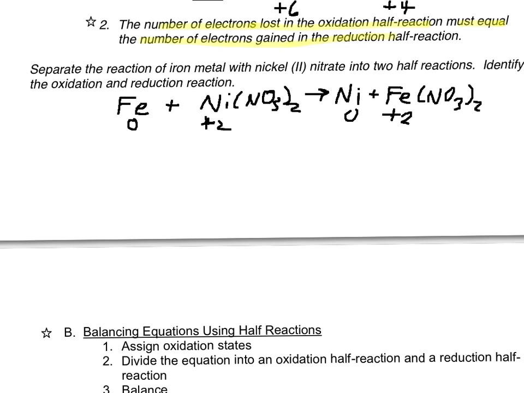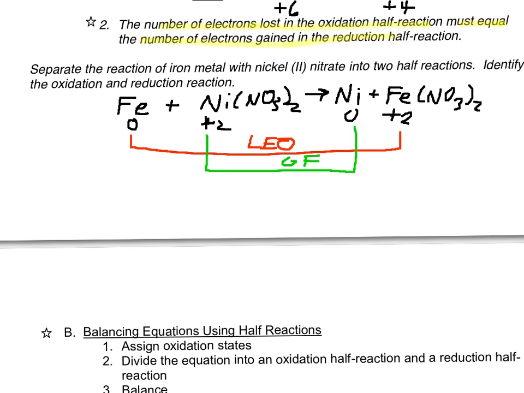And I'm going to see which one's being oxidized and which one's being reduced. I have iron here losing some electrons, so it's being oxidized. And I have nickel here gaining some electrons, so it's being reduced. And I'm going to split these up into 2 half reactions. Now what I am not going to include in the half reactions is nitrate. Nitrate is a spectator ion. Nitrate does nothing in the redox reaction. It never changes its oxidation state, so it is unimportant. So I am not going to include it.